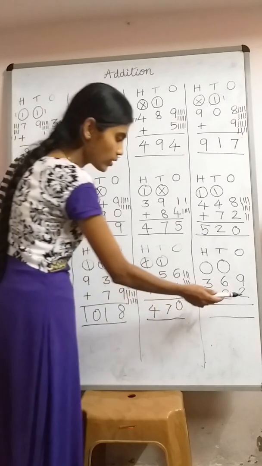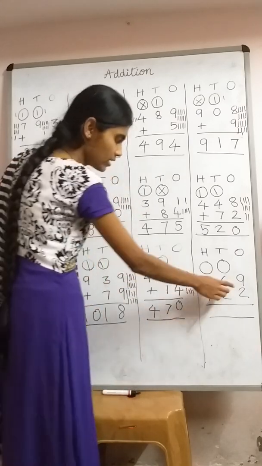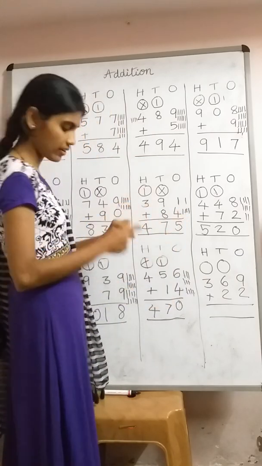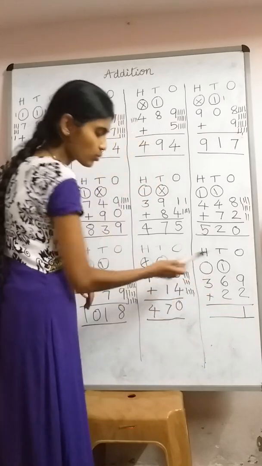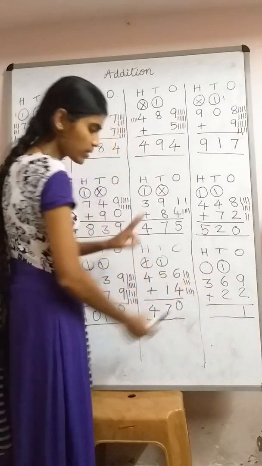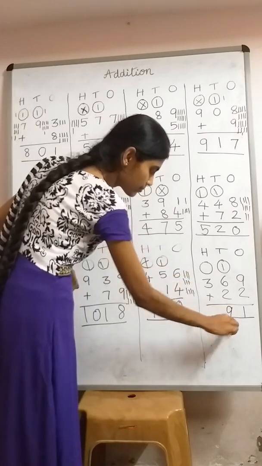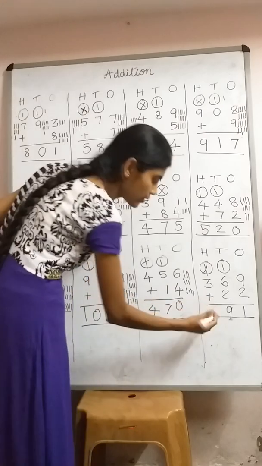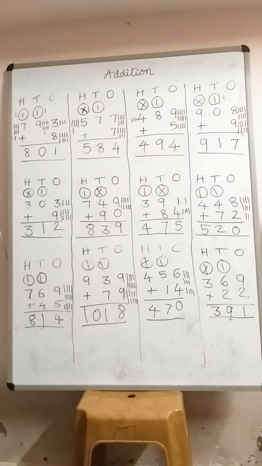Let's move to the next one. We'll use some fingers, okay? So that you will understand more. 9 with 2. 9, 10 and 11. 6 plus 1 what? 7. No children. 7 plus 2? 8 and 9. Here nothing. So what do we need to do? 391.